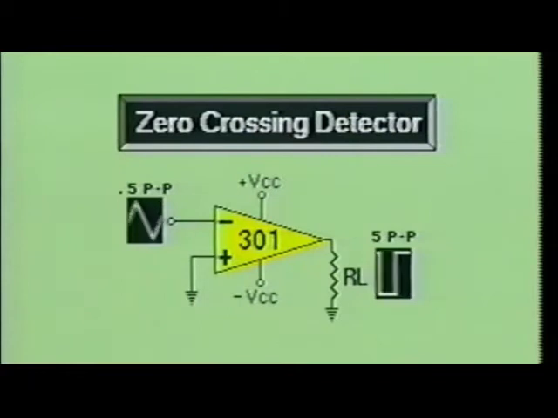As the triangular input signal crosses the 0-volt reference line and goes positive, it causes the output to saturate at the negative saturation point. When the triangular input signal decreases back to the 0 reference line again and goes negative, it causes the output to saturate at the positive saturation point.